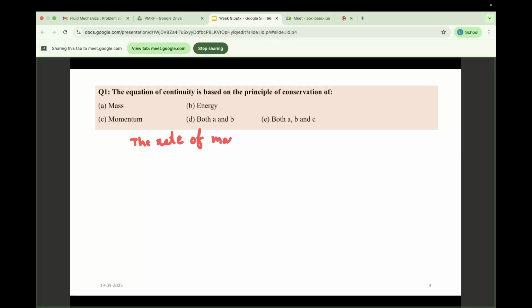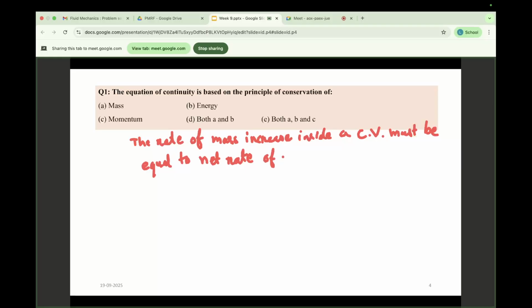This law states the rate of mass increase inside a control volume, which I represent as CV, must be equal to the net rate of mass flowing into the volume.